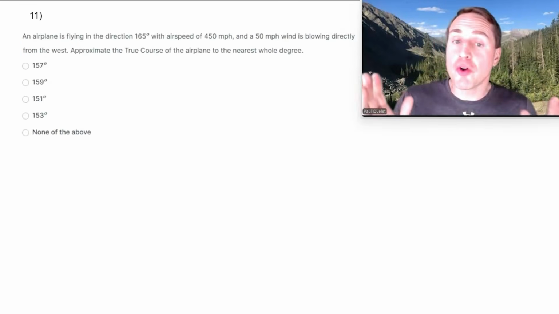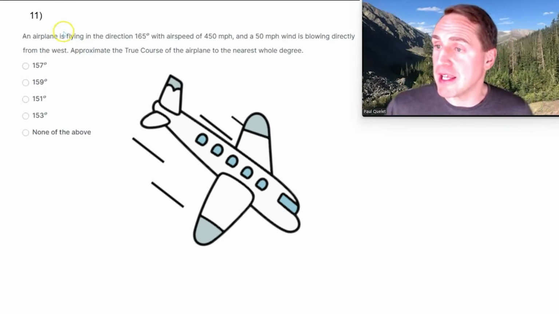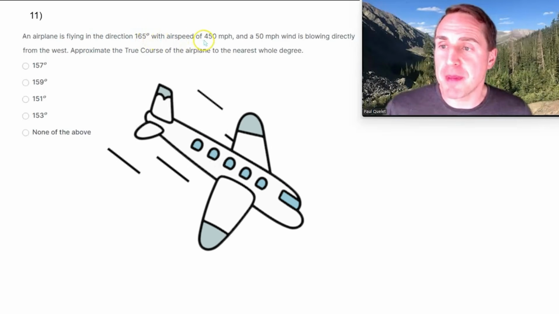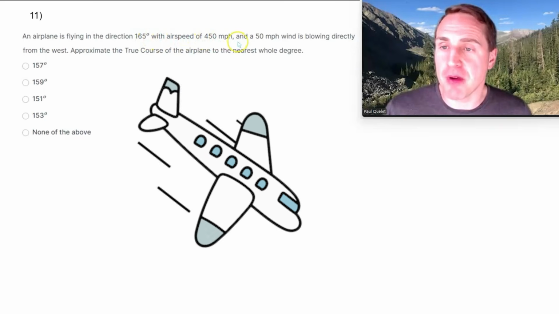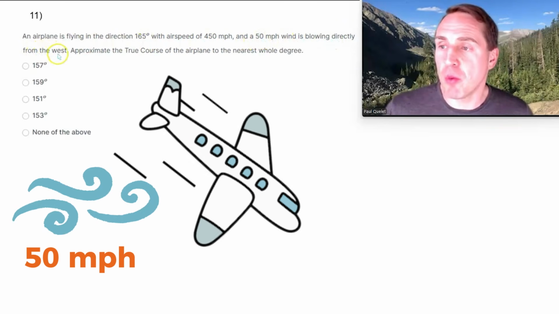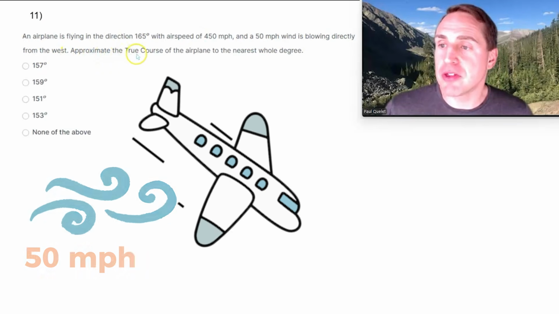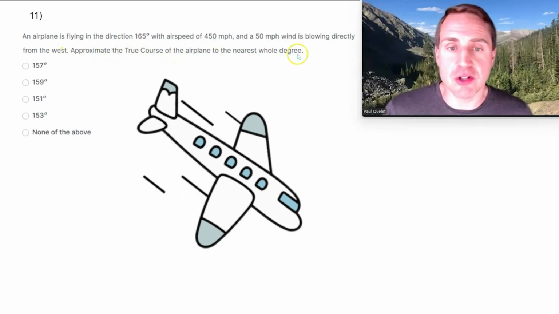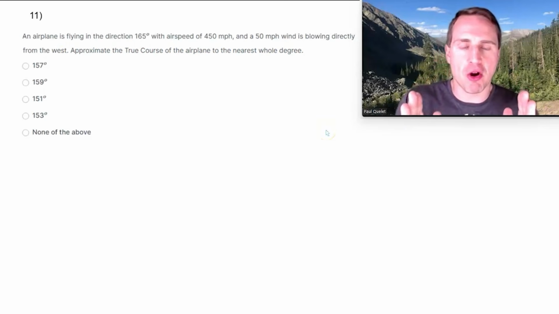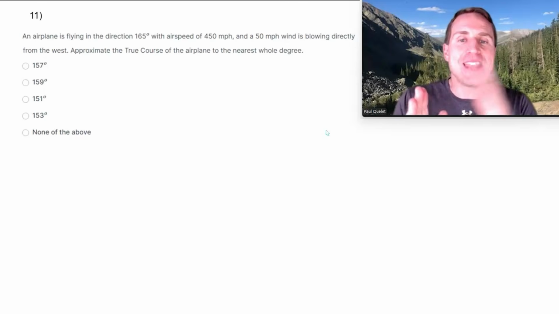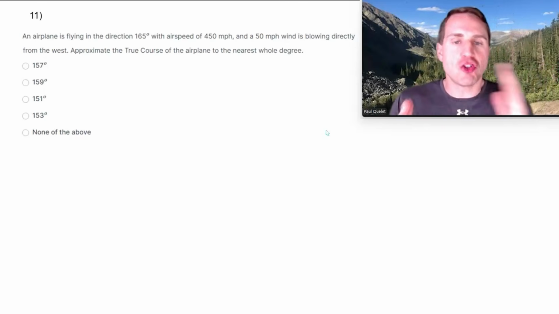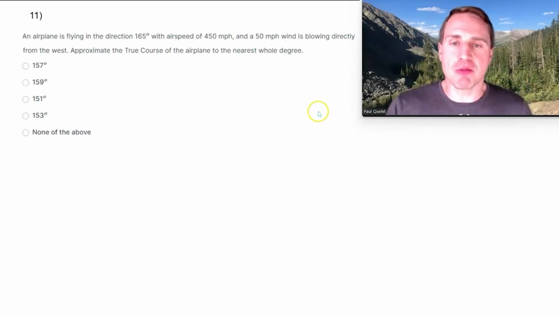Let's move on. So for question number 11, an airplane is flying in the direction 165 degrees with an airspeed of 450 miles per hour with a 50 mile per hour wind blowing directly from the west. Approximate the true course of the airplane to the nearest whole degree. All right, so let's get the cardinal directions marked as they relate to navigation, typically for airplanes and ships, and see how it relates to trigonometry.